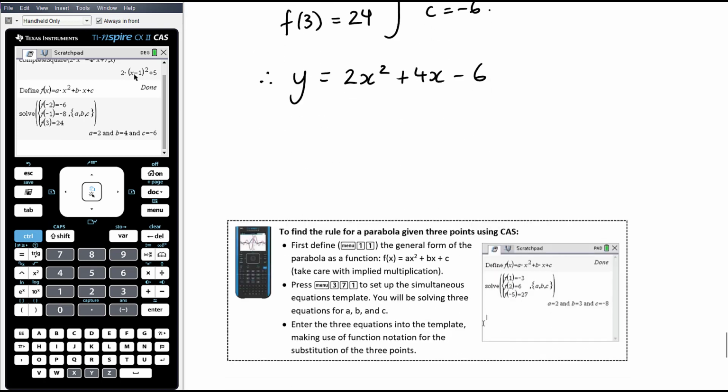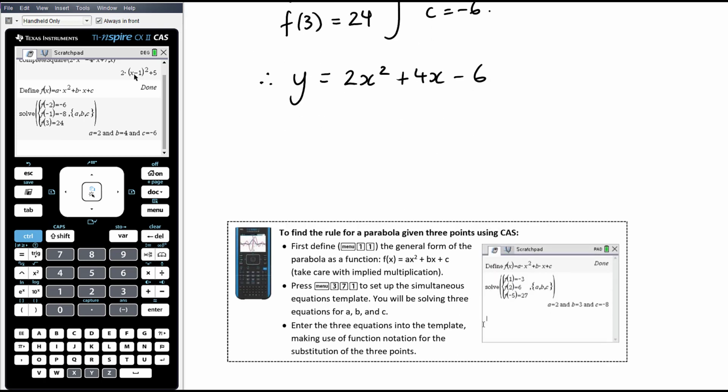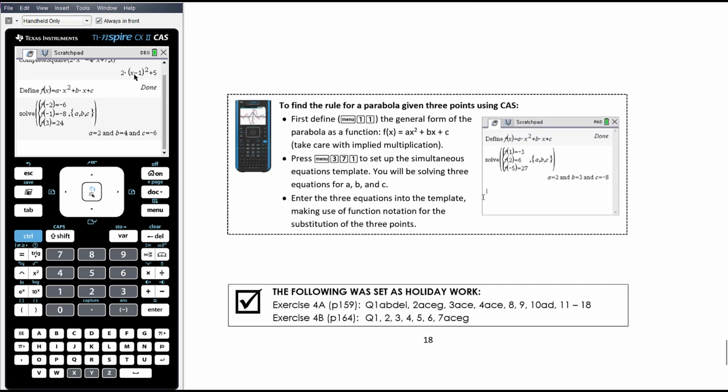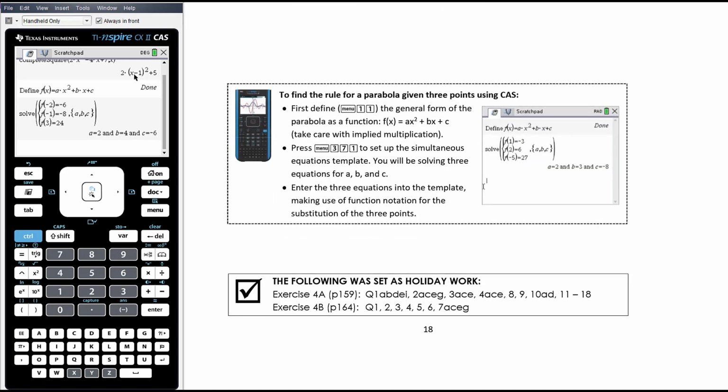Okay. There's a screenshot there of a different example, but same process of how to do that. So define the general form, sub in the points using the function notation, and solve them simultaneously to find your unknown coefficients. This will work with cubic, all sorts of other function types. It's a process we use frequently, so something to be familiar with. And the work from the quadratics was exercise 4a and 4b. 4a is a general review of a whole lot of quadratic stuff. 4b is determining the rule of a quadratic.